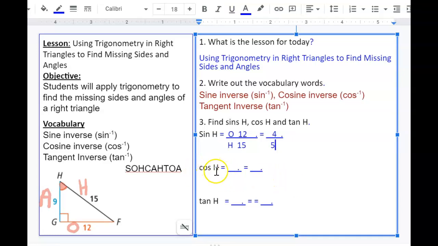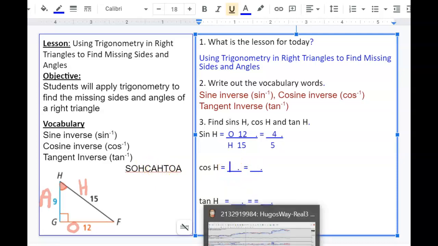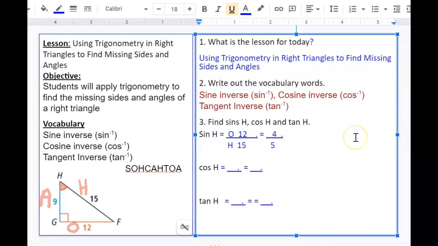Now let's look at cos h. By definition, cosine is what? From SOHCAHTOA, cosine is adjacent over hypotenuse. So cos h will give us adjacent over hypotenuse. What's my adjacent? My adjacent is 9 over the hypotenuse is 15. But we see 3 goes into 9 3 times, and 3 goes into 15 5 times.